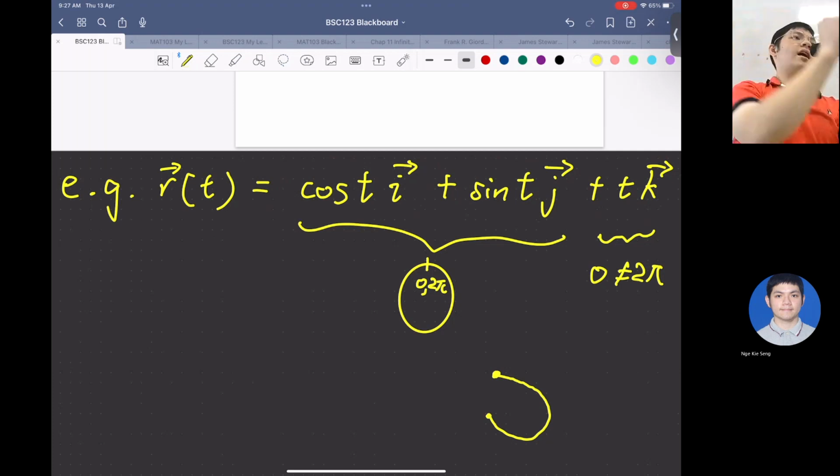And every time you increase... Does anyone have a rubber band? A ruler cannot, I need a circle thing. Ah, your ruler is bent. Later I'll snatch it. Any rubber band? No rubber band. Okay, never mind.